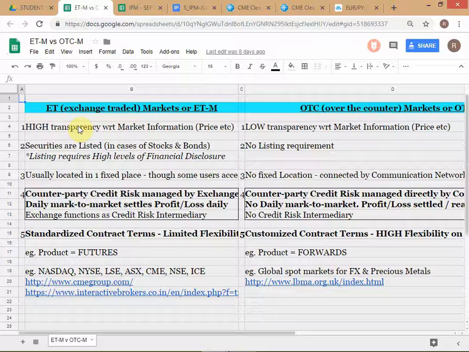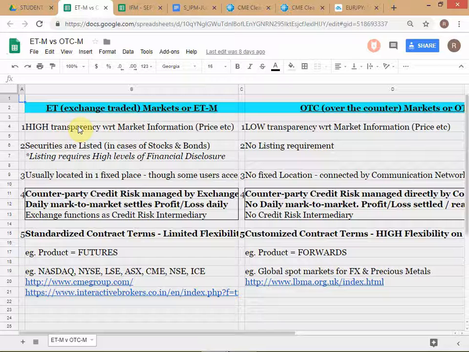The ability to customize contract terms is very highly valued by market participants. Let's say a corporation needs to buy only 543 barrels of oil, but if you go to the NYMEX contract or the Brent crude oil contract, the contract size is 1,000 barrels.